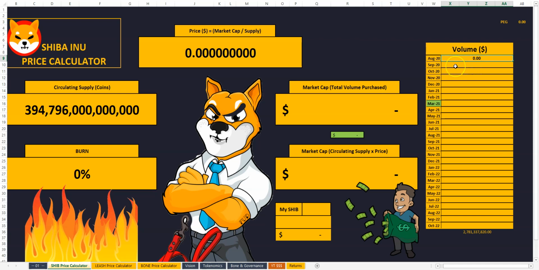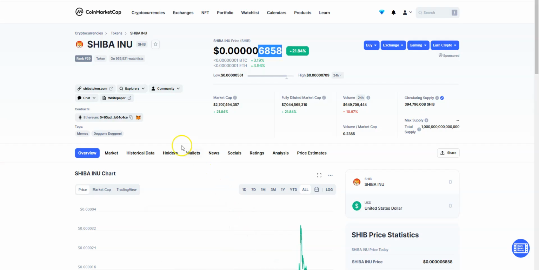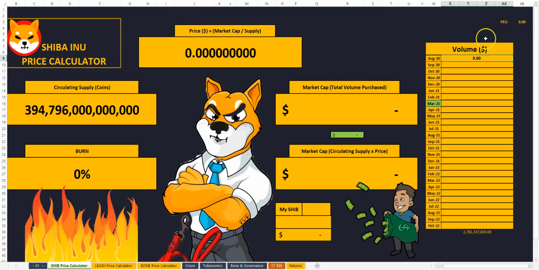Okay, so Shiba Inu was conceived in August, and at around about August, it had no purchases and a market cap of nil, obviously a price of nil, and a circulating supply which had been minted of about 394 trillion. That's how much is currently in circulation. We can quickly verify this if we go to CoinMarketCap. Currently it says that this is the price. I will take that and adjust our calculator.